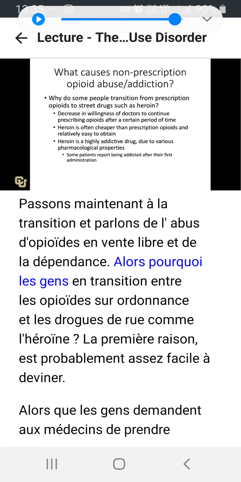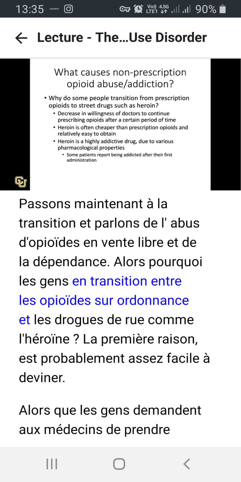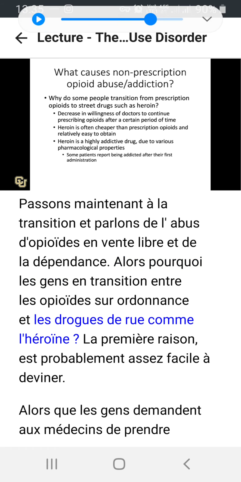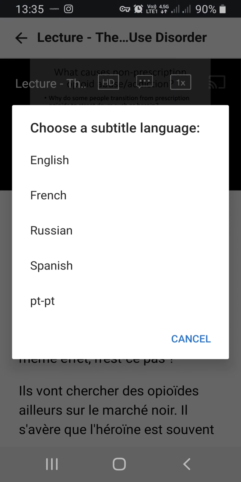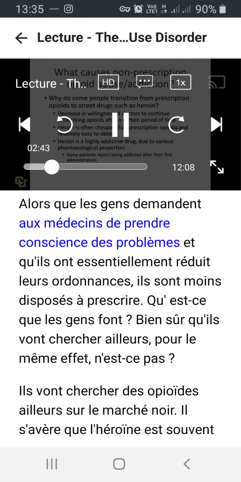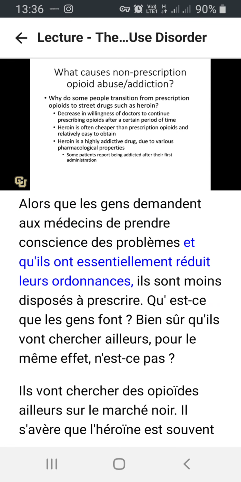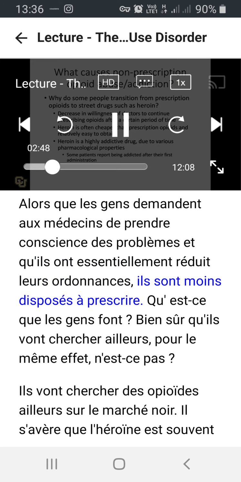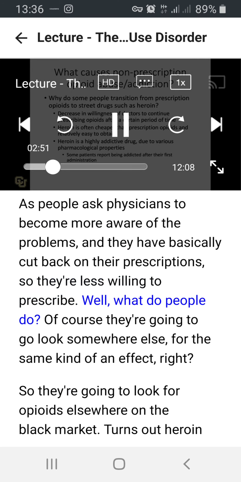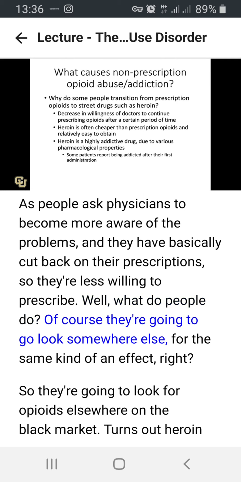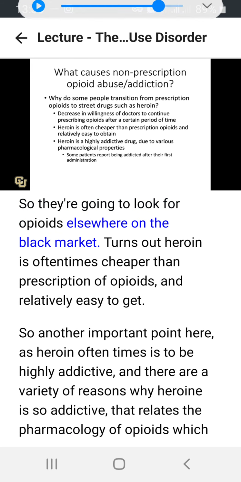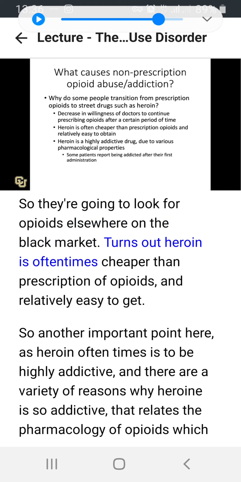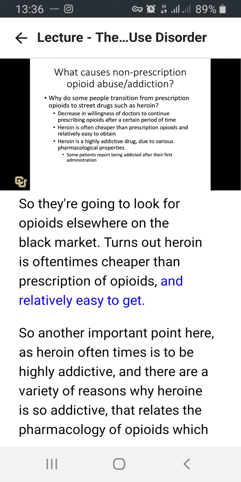Now let's transition and talk about non-prescription opioid abuse and addiction. Why do people transition from prescription opioids to street drugs like heroin? The first reason is probably pretty easy to guess. As physicians have become more aware of the problems, they have basically cut back on their prescriptions, so they're less willing to prescribe. Well, what do people do? Of course, they're going to look somewhere else for the same kind of effect, right? So they're going to look for opioids elsewhere on the black market. Turns out heroin is oftentimes cheaper than prescription opioids and relatively easy to get.